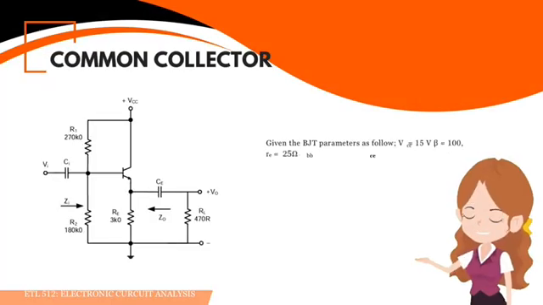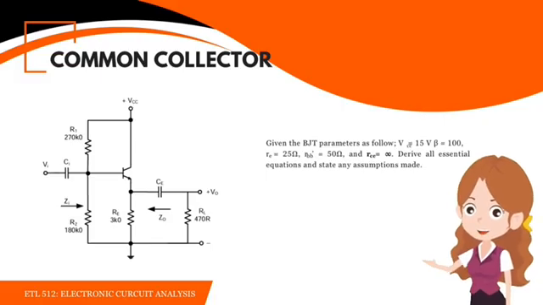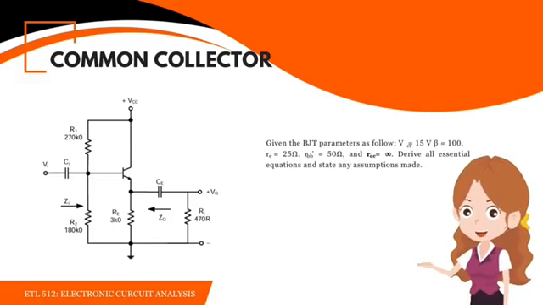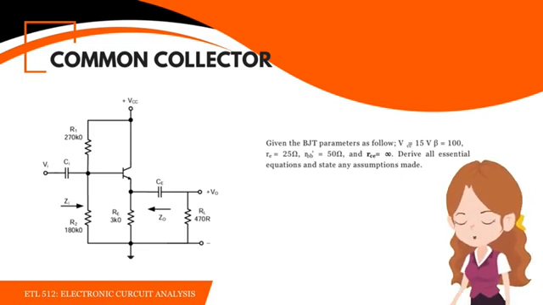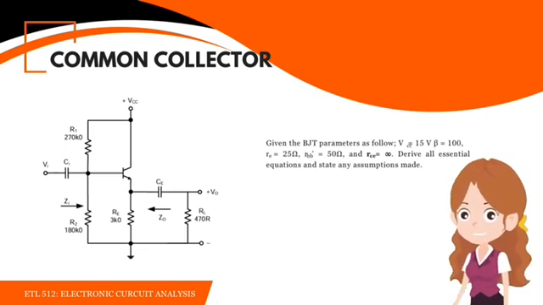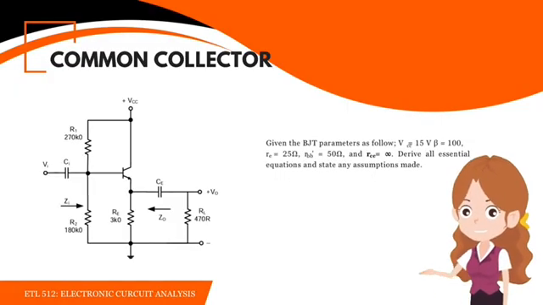Here are the parameters we are working with. VCC equals 15 volts, beta equals 100, RE equals 25 ohms, RBB prime equals 50 ohms, RC equals infinity. With these values, our job is to derive the equations, state any assumptions, and calculate the main amplifier characteristics.